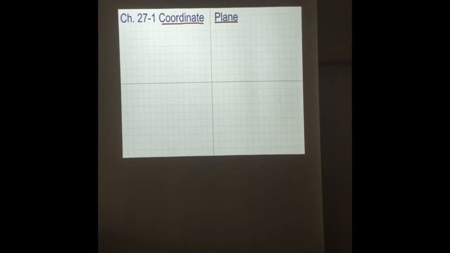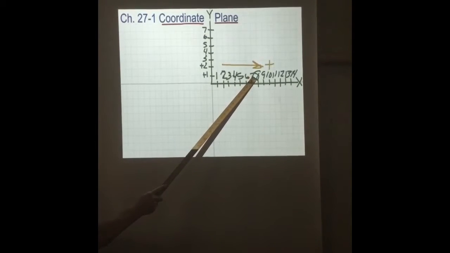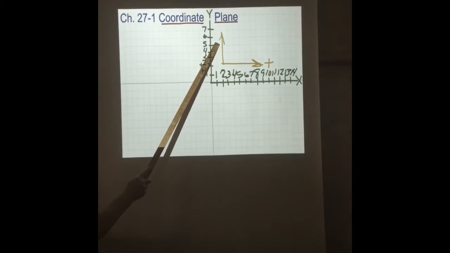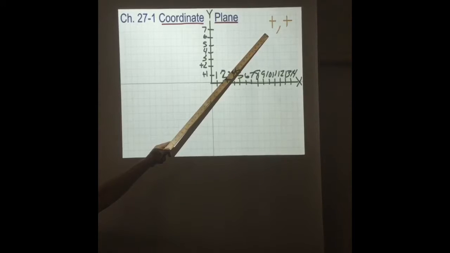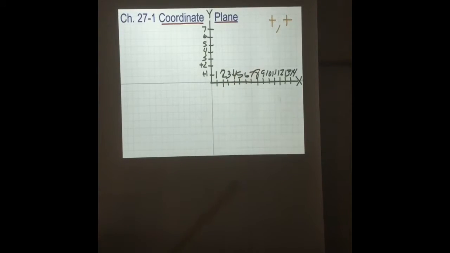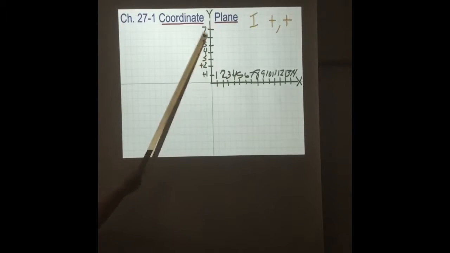Do you remember which one is X and which one's Y? This way, to the right, it's positive. And if we go up, it's positive. So I'm going to write over here that this is the positive, comma, positive side. Now this is called quadrant 1.